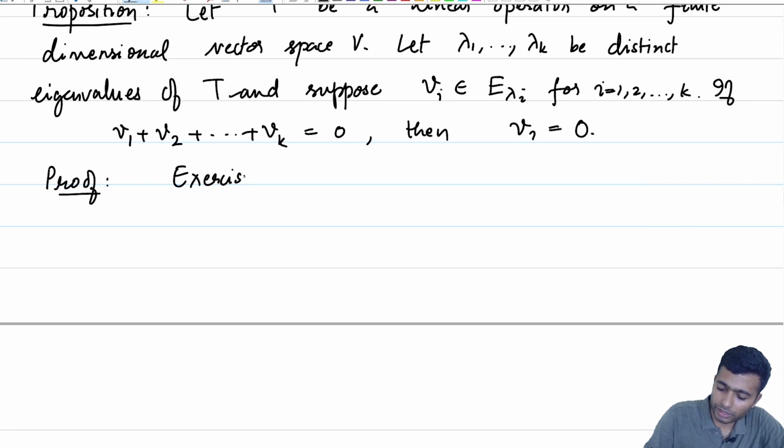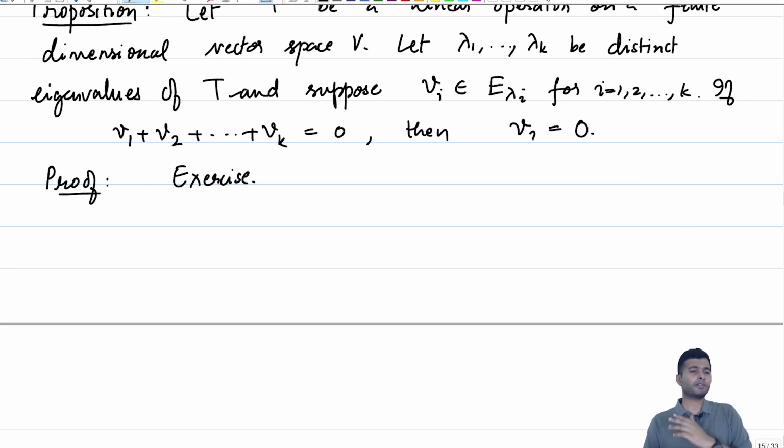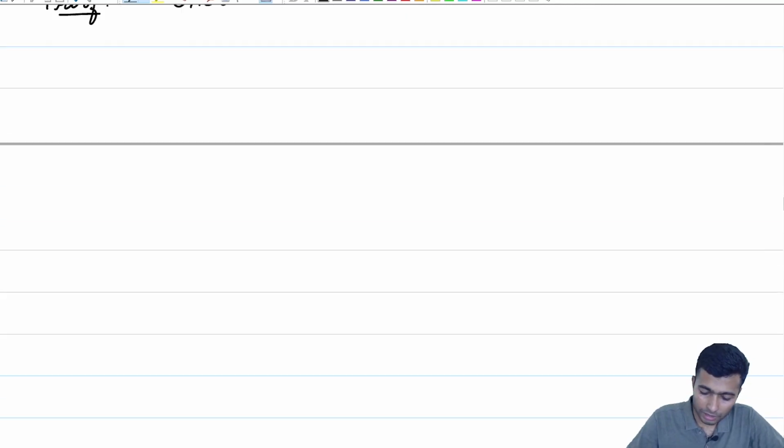We have already noted that if lambda 1, lambda 2 up to lambda k are distinct eigenvalues, and v1, v2 up to vk are corresponding eigenvectors, then they are linearly independent. You should use that to conclude that this forces each Vi to be the 0 vector. I will leave that as an exercise for you, and let me now make the next theorem.